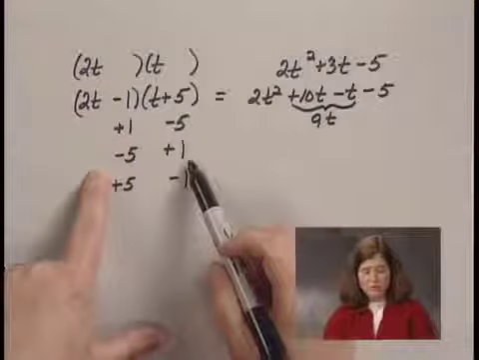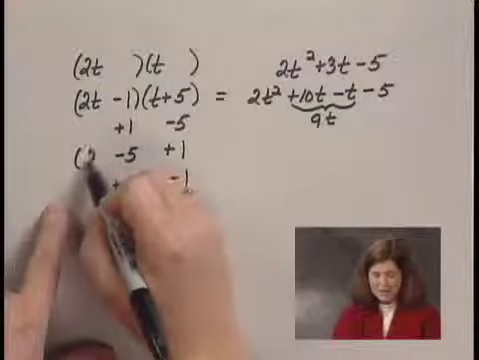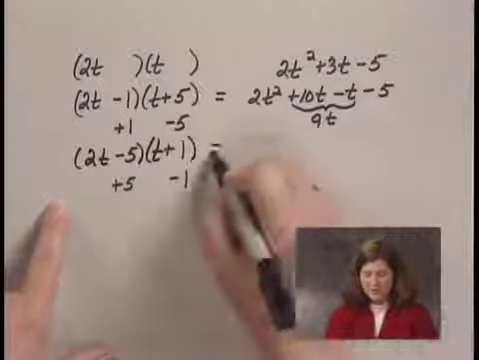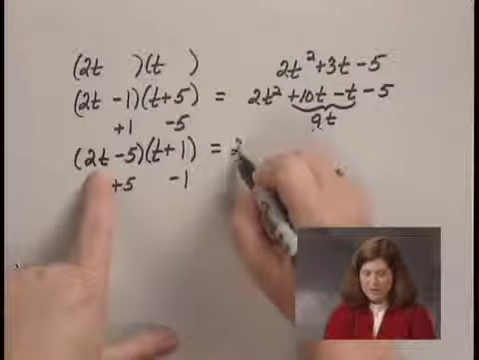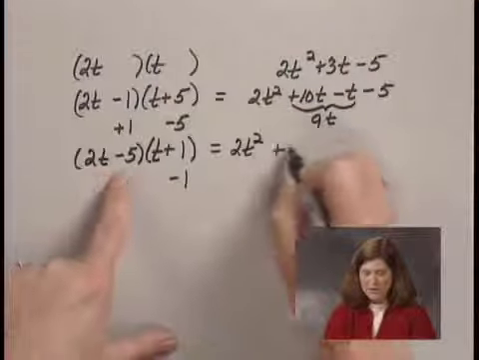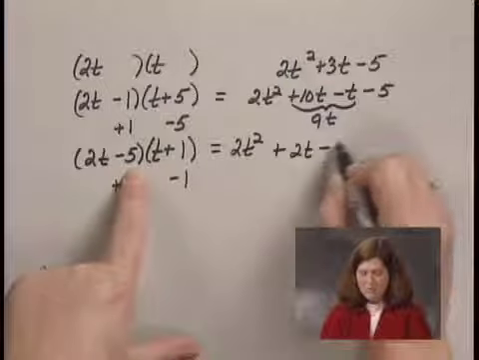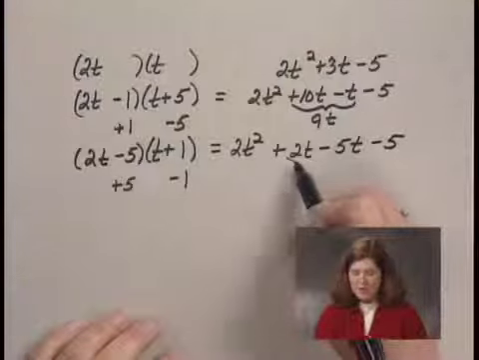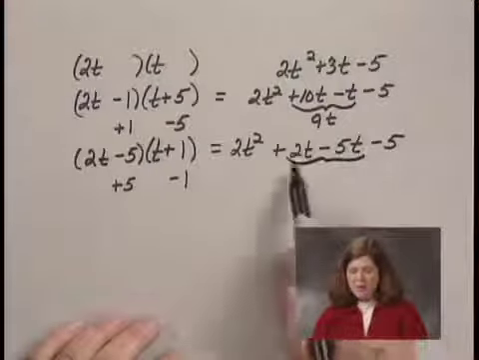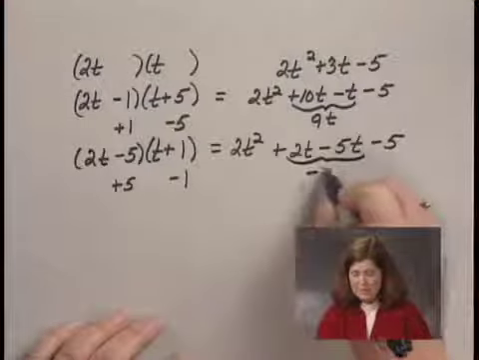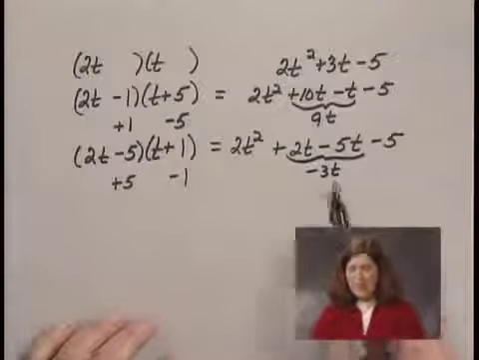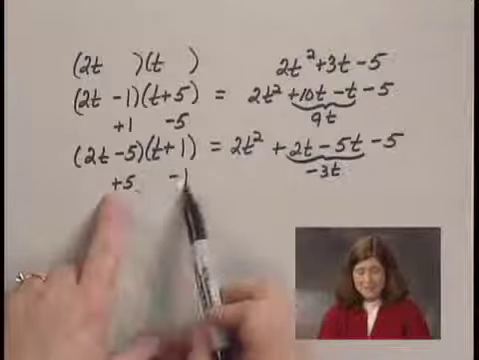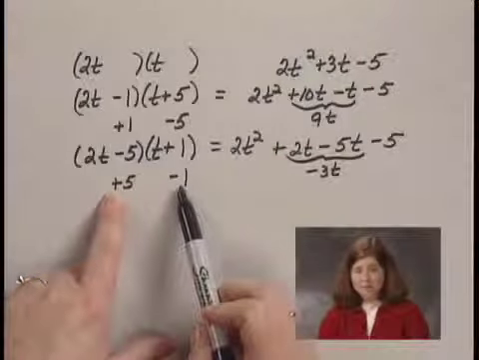So I'll go to my next part here, and I'll check 2t minus 5, t plus 1. When I multiply this, I get 2t squared plus 2t minus 5t minus 5. When I add these together, 2t minus 5t is -3t. I want a +3t for the middle term. So if I change the signs like I have here, I should get +3t.